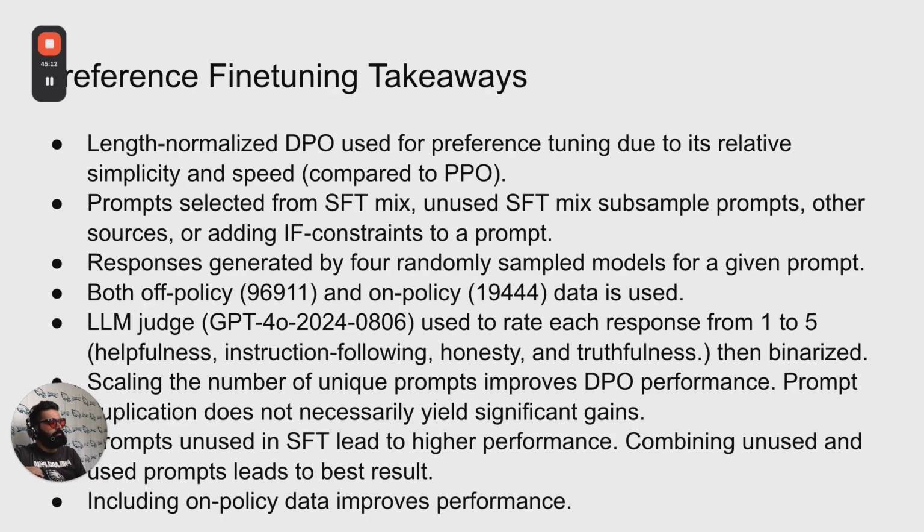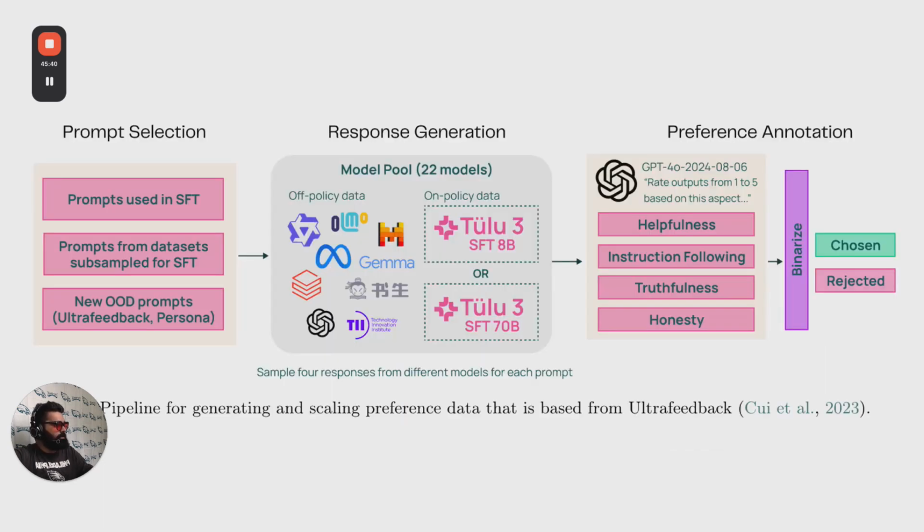Scaling the number of unique prompts improves DPO performance. Duplicating prompts and then creating responses does not necessarily yield significant gains. Prompts that are not used in SFT but are used in DPO lead to higher DPO performance, but combining unused and used SFT prompts leads to the best DPO results. And then finally, including on-policy data improves performance. So a lot to go through, but I find this figure to be very helpful.